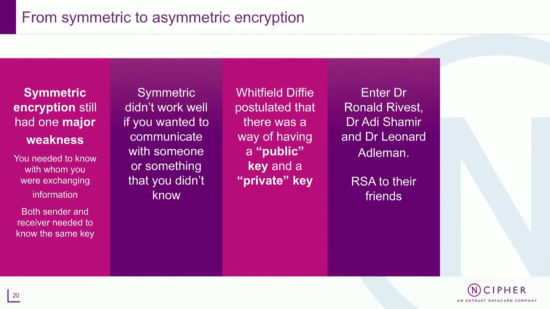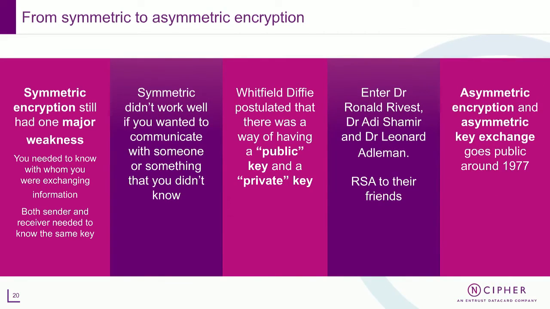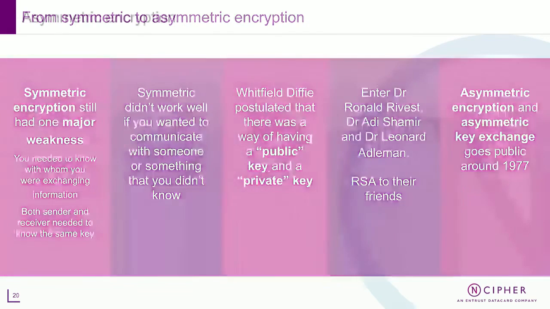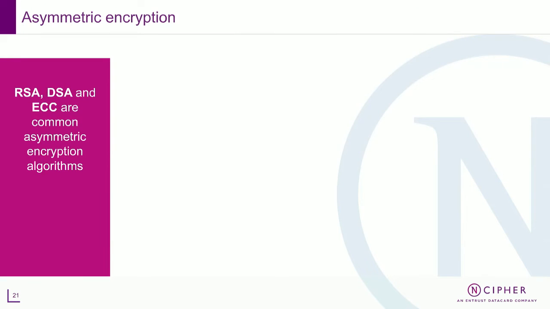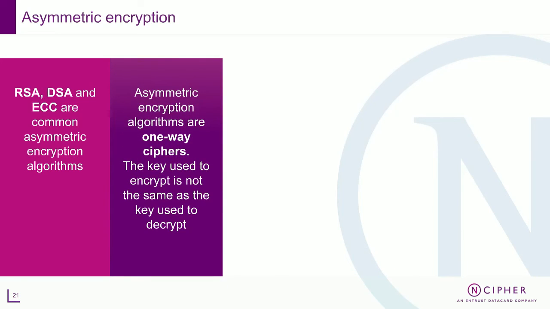And that's where three doctors, Dr. Rivest, Dr. Shamir, and Dr. Adleman came in, and they actually were the ones that started the company RSA, and they were the ones that developed asymmetric key exchange around 1977. So asymmetric key exchange, like we said, RSA, DSA, and ECC are common encryption algorithms in that space.